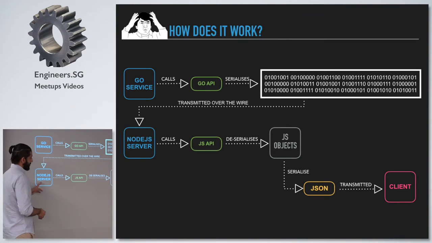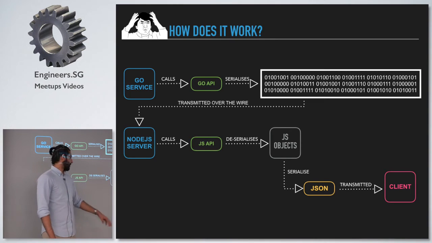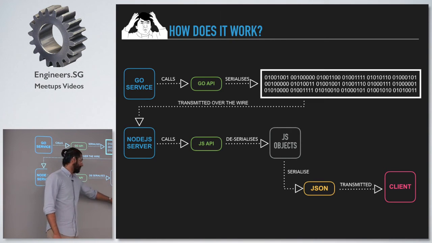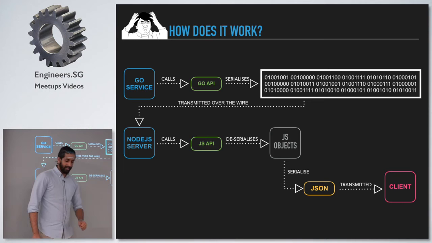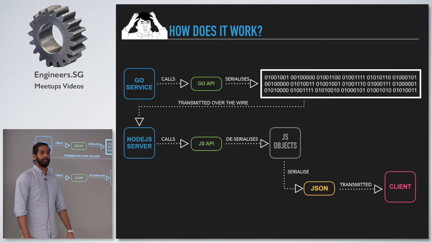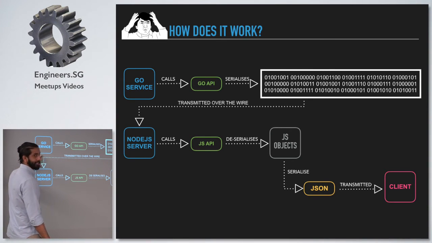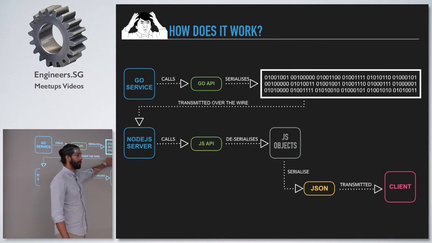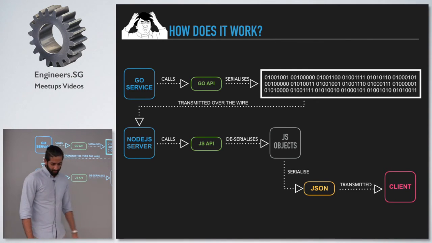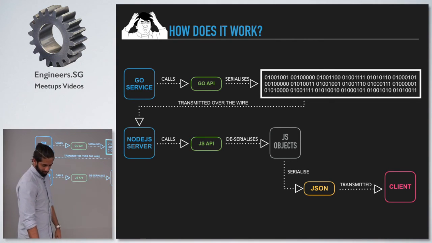Okay, so the Node.js server gets it, calls the API, deserializes into JavaScript objects, does what it needs to do, serializes it into JSON, and then transmits to the client. So some of you might be thinking, this is very inefficient. You're converting from one format to another. Like I said, only when you have microservices architectures would this matter to you. Yeah?